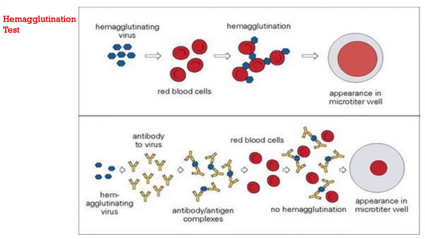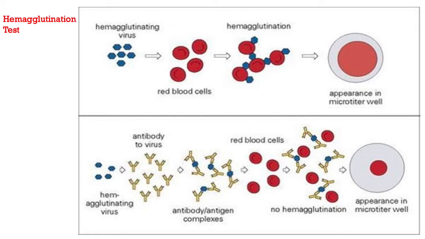But in the second case, what is happening? The hemagglutinating virus is mixed with the antibody to the virus. So when the antibody is joined with the antigen, automatically it will form the antigen-antibody complex. At that time, if the antigen-antibody complex is poured onto the red blood cells, there will not be any kind of hemagglutination.